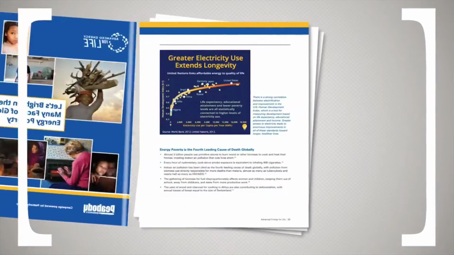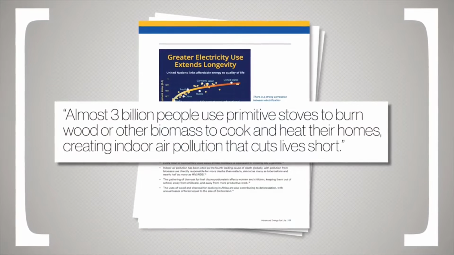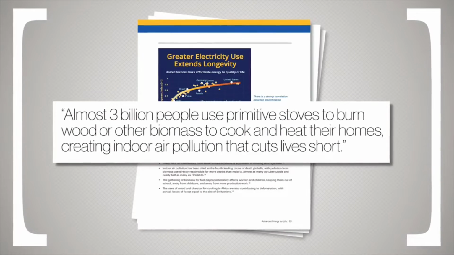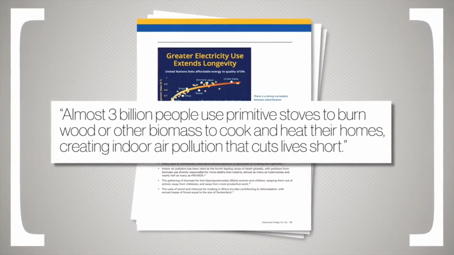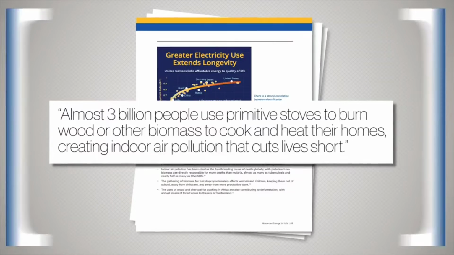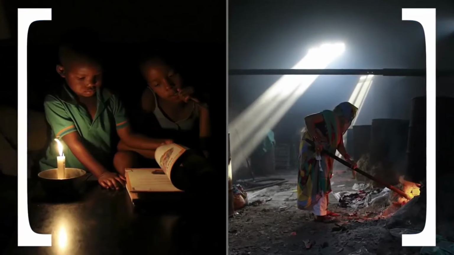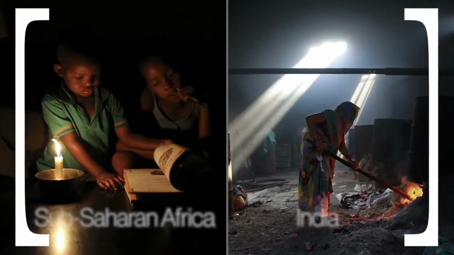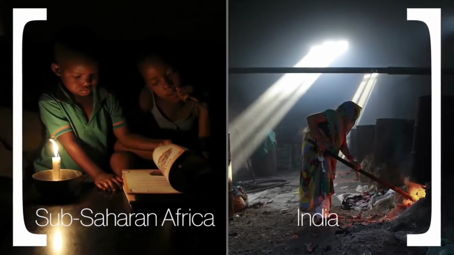To make up for a lack of deliverable energy, nearly 3 billion people around the world use coal or wood fuel for heat and cooking, contributing to deadly pollution. This pollution is thought to be responsible for more than 4 million deaths every year. The overwhelming concentration of energy poverty is found in sub-Saharan Africa and rural India.